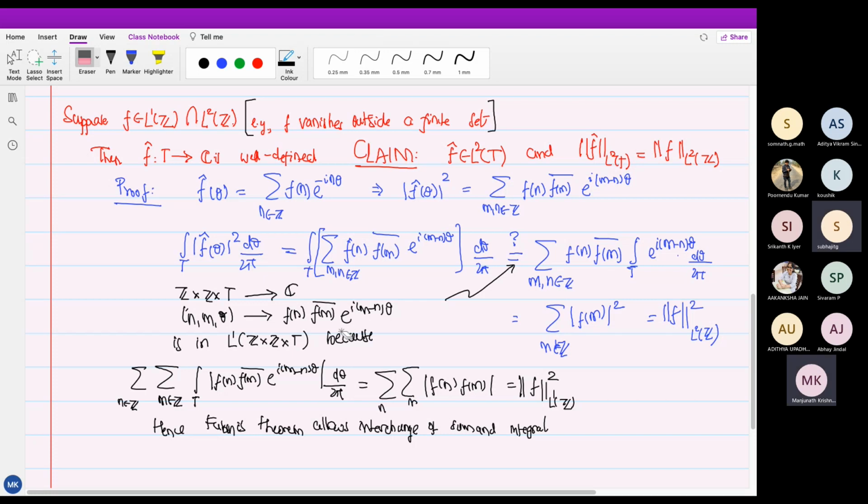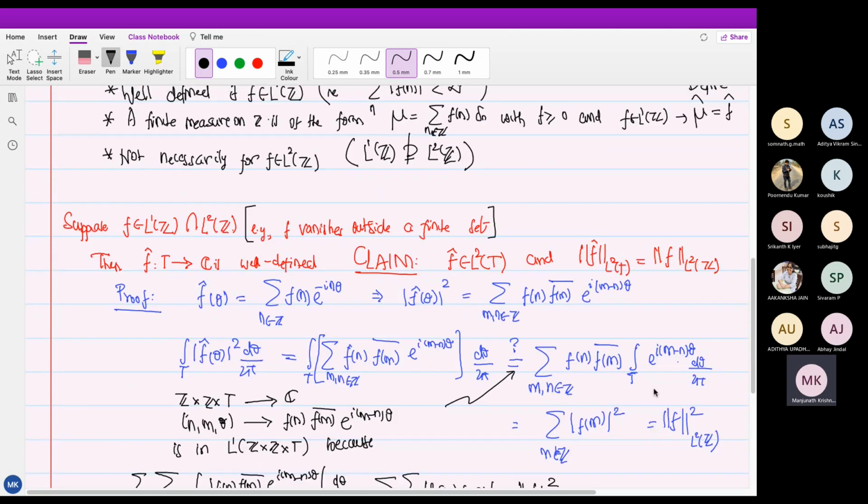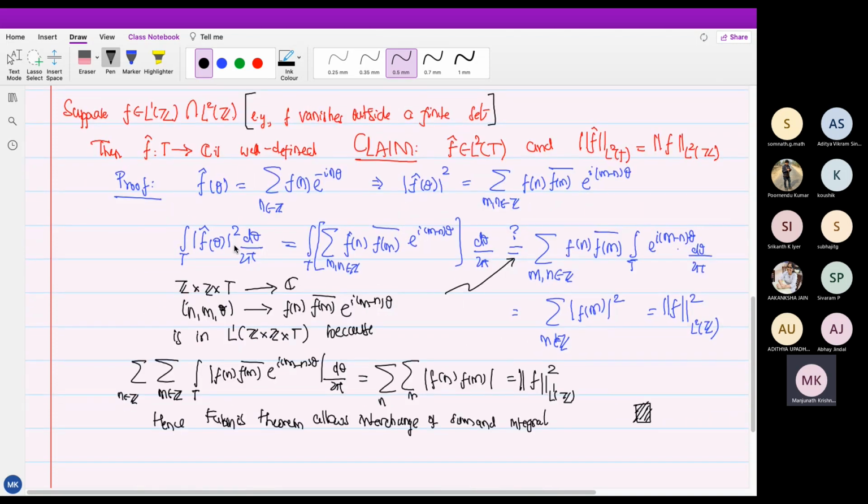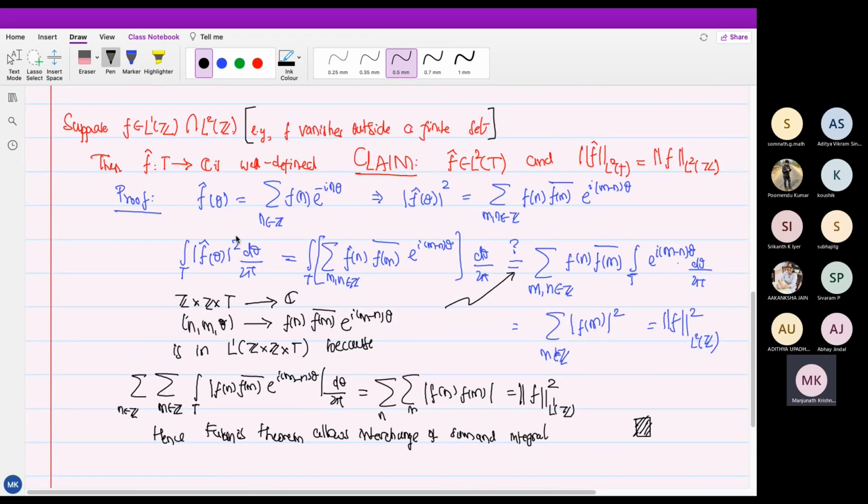Yes, sir. So if you work under this weaker assumption, then it's okay. But under L1 intersection L2, you need this Fubini type justification. So this proves the claim. So what we have shown is that Plancherel's theorem holds for f in L1 intersection L2.